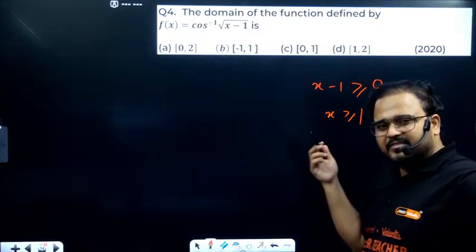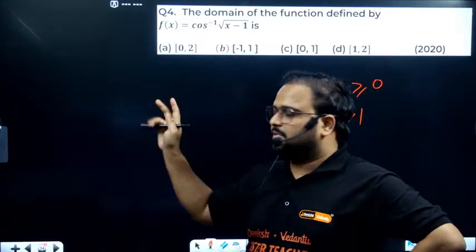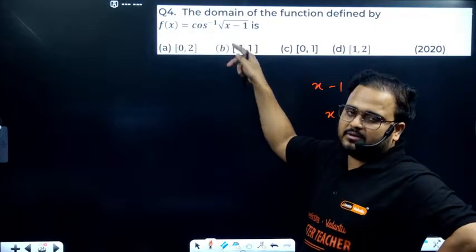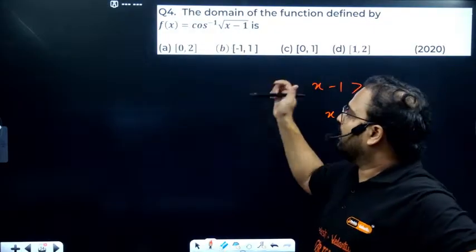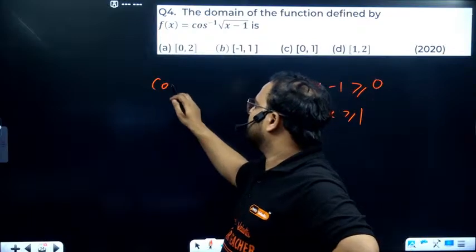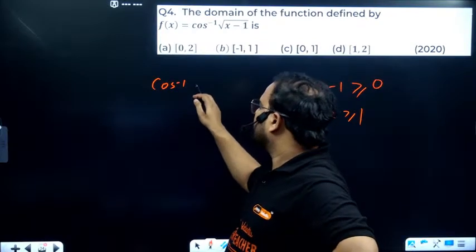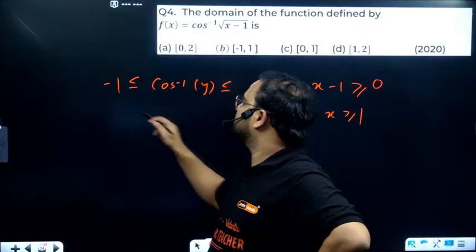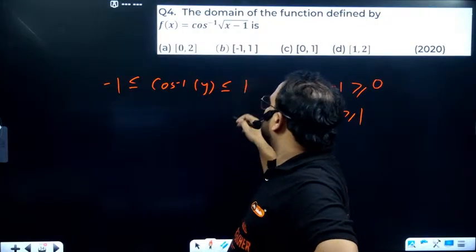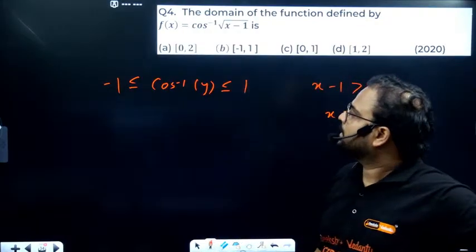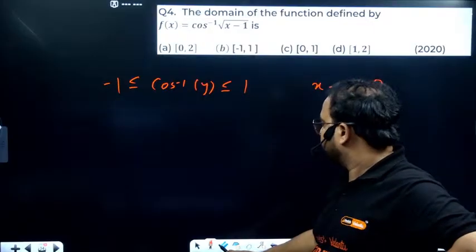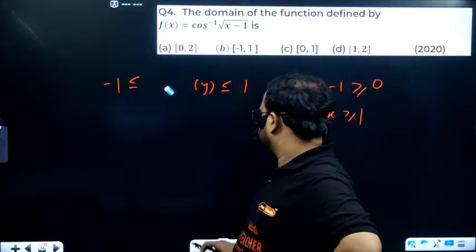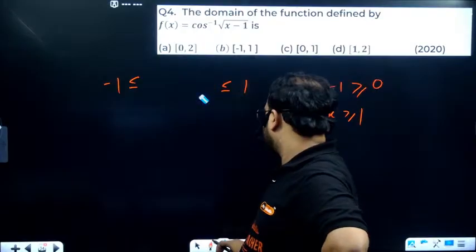Can it be more than 1 anywhere? Like 2, 3, 4, 5? No. If you take more than 2, this will become what? At 2 it becomes 1. After 2 it becomes more than 1. And we know cos inverse of this, let's say y I take, will lie from where to where? The value y is between minus 1 to 1.